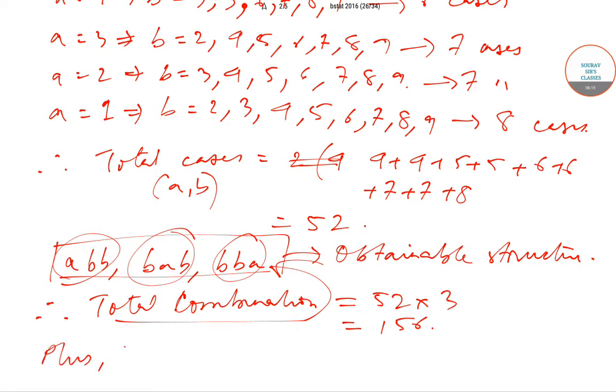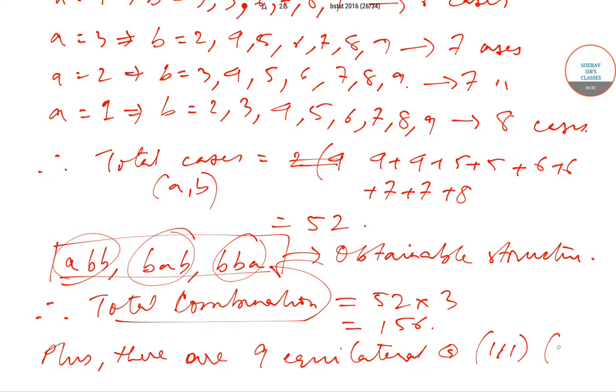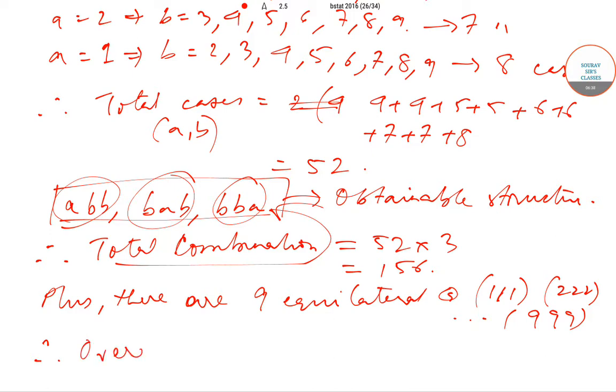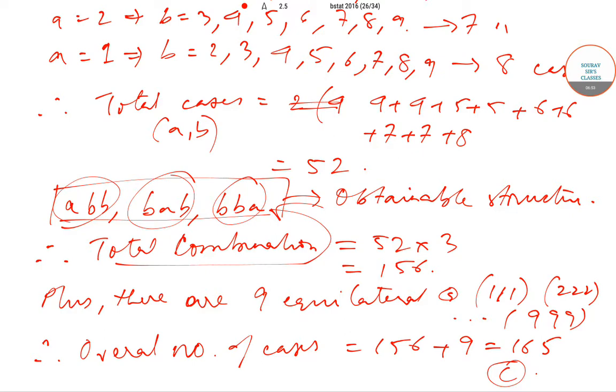Plus there are 9 equilateral triangles: 1 1 1, then 2 2 2, up till 9 9 9. So basically overall the number of cases will be equal to 156 plus 9, which will be equal to 165, and which is option D. So today we have solved question number 22 from the ISI B.Stat question paper of year 2016.